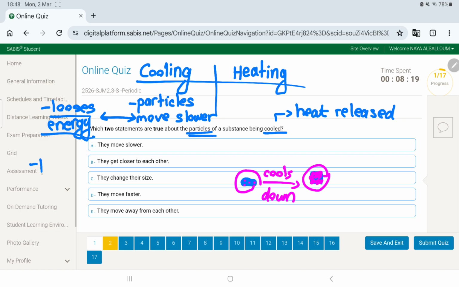Okay? What else happens during cooling? The particles get closer. Now you might be like, why do they get closer? How? Here, in the liquid particles, they were free to move, right? But then in the solid, they're really tightly packed.